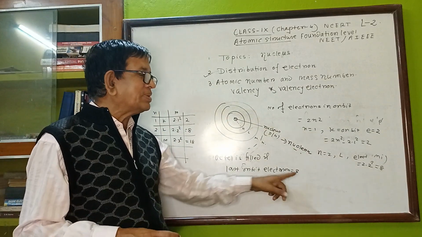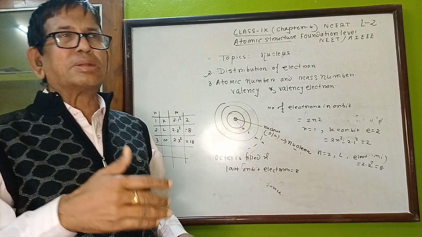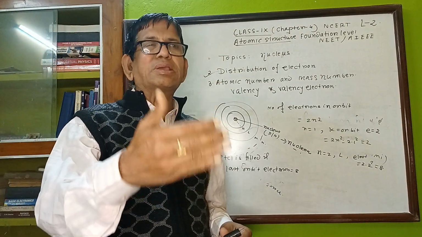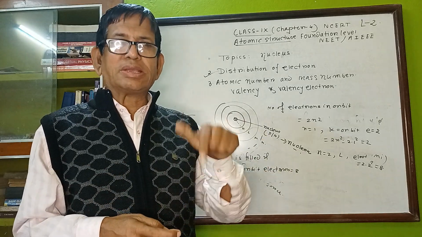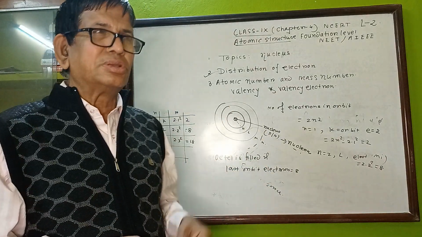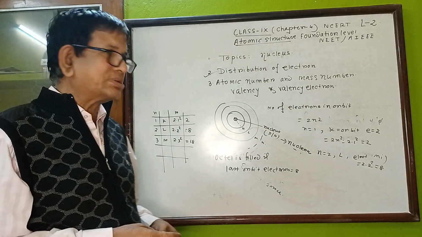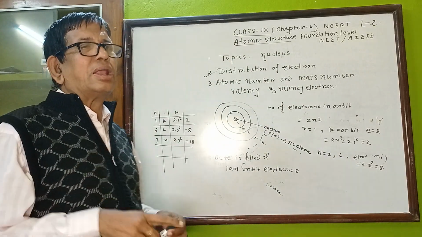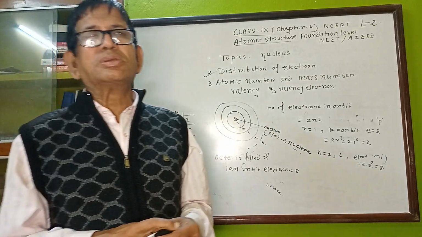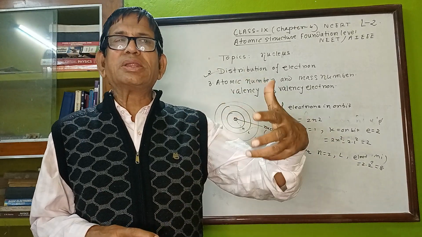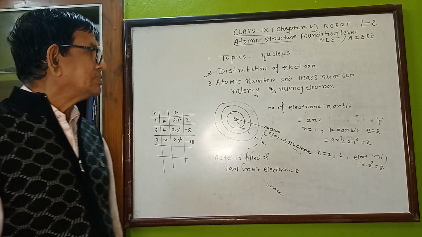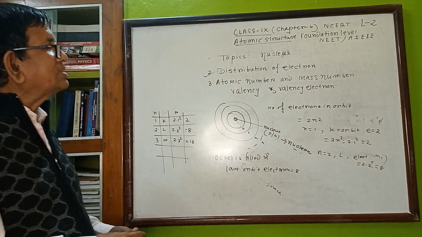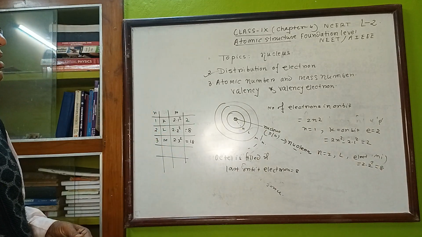So this octet is filled up by the atom either by sharing or by accepting or by donating. Sharing, accepting or donating the electrons, the atom fills up that octet. Until the last orbit has 8 electrons, the atom has the tendency to combine with other atoms to make compounds. Now this is the reason I am telling you.